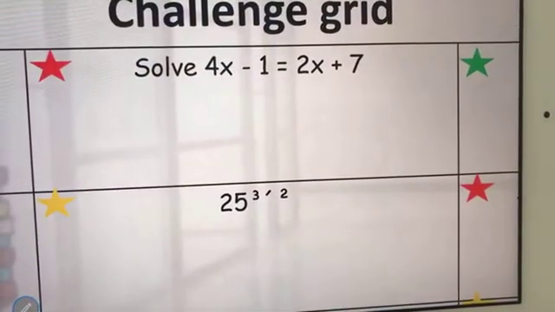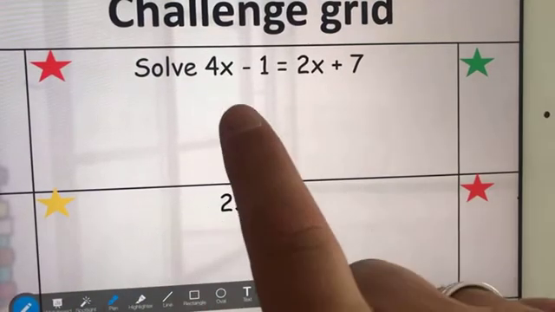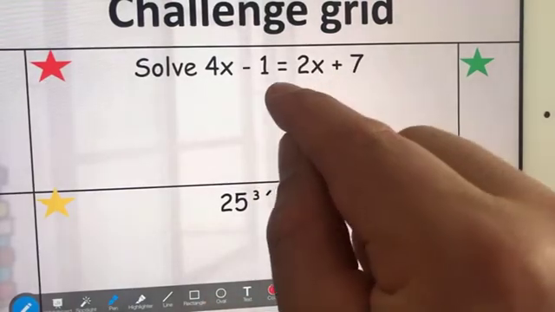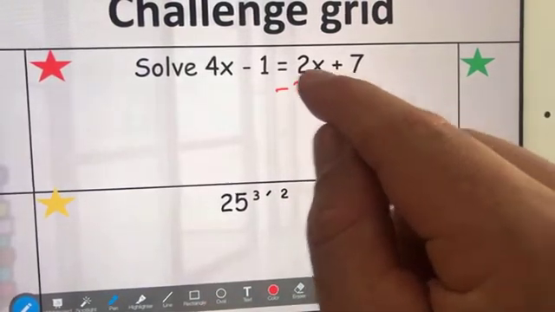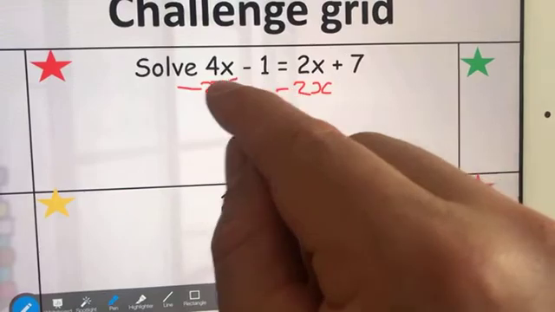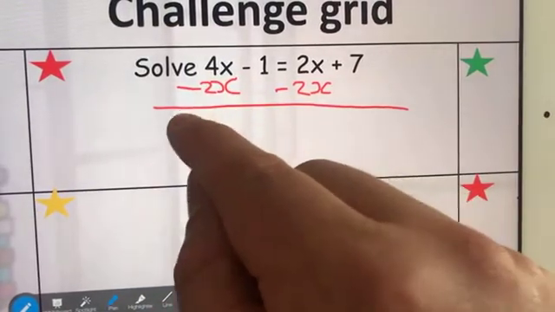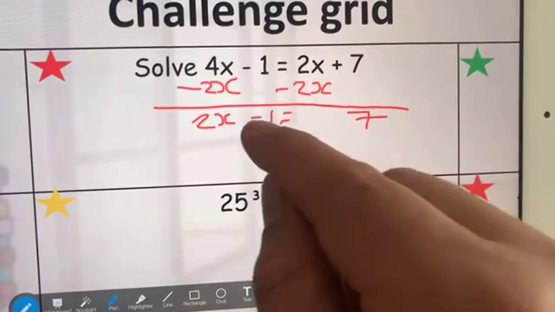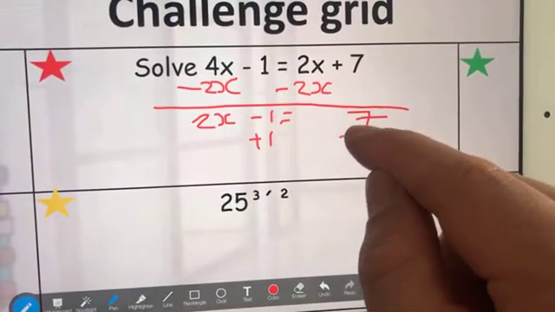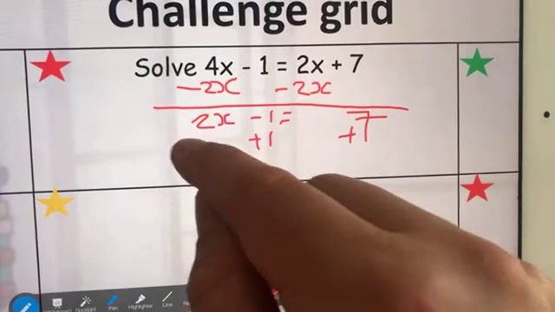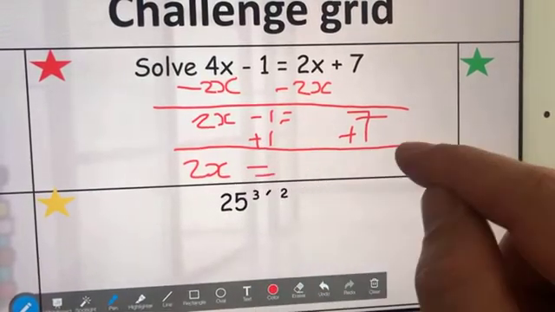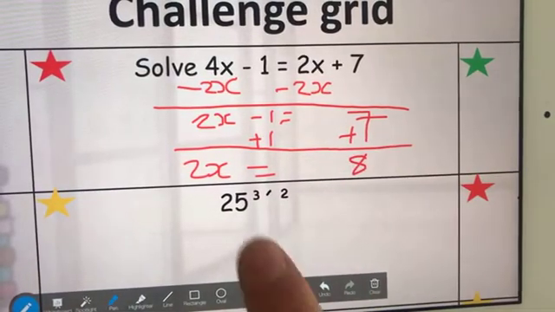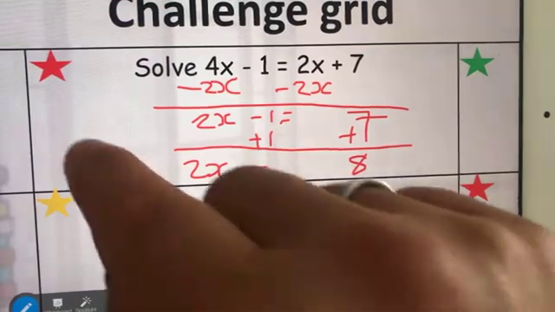4x take away 1 equals 2x plus 7. I'm going to work this out. So I'm going to take away 2x from both sides. Always get rid of the smaller x first if you can. Smaller letter. That gives me 2x take away 1 equals positive 7. I'm going to add 1 to both sides. 2x equals 8, so that means x has to be 4.